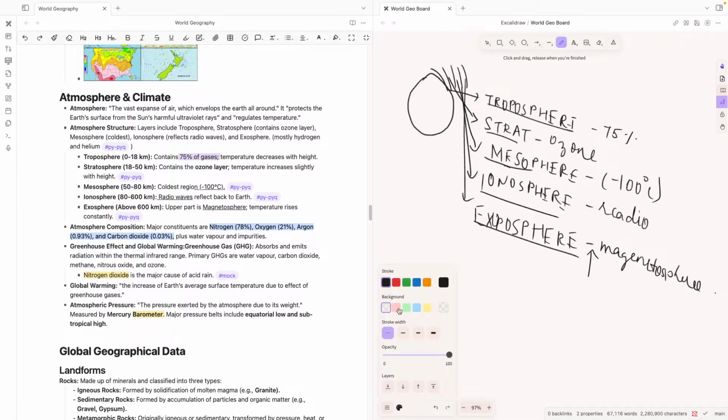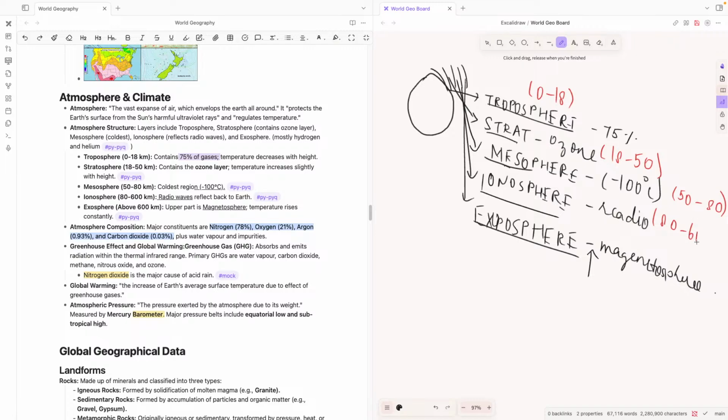A quick information about how far each layer goes, in kilometers. The troposphere is 0 to 18, the stratosphere is 18 to 50, the mesosphere is 50 to 80, the ionosphere is 80 to 600, and the exosphere is greater than 600.